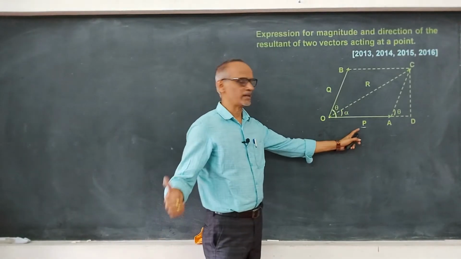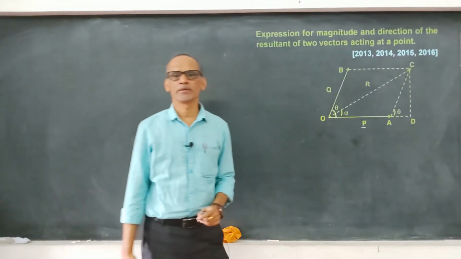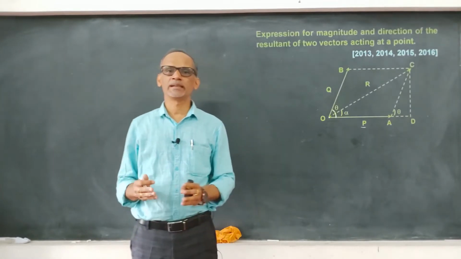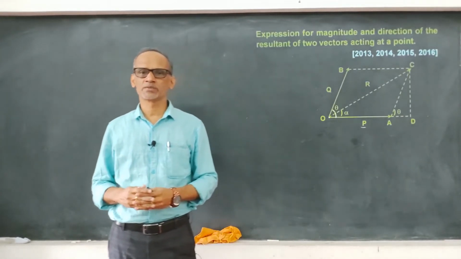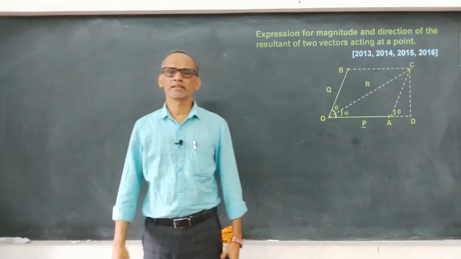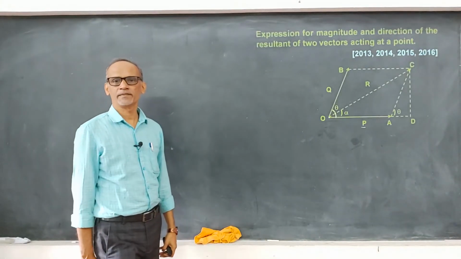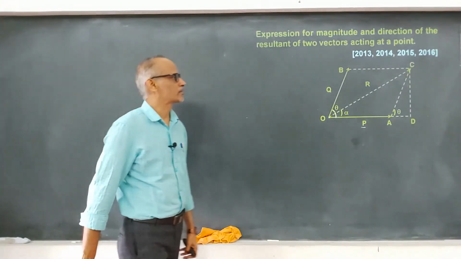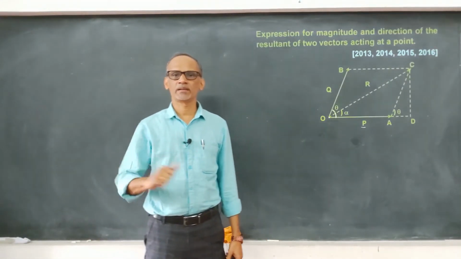So what is P? Magnitude of one of the vectors. What is Q? Magnitude of the other vector. What is theta? Angle between them. And I want to find the relation between P, Q and theta. When we add two vectors, we get a third vector, that is called the resultant. To find the resultant, we have a law, correct? What is that law? The law of triangle of vector addition and the parallelogram law of vector addition.